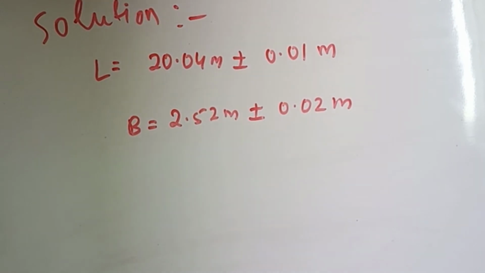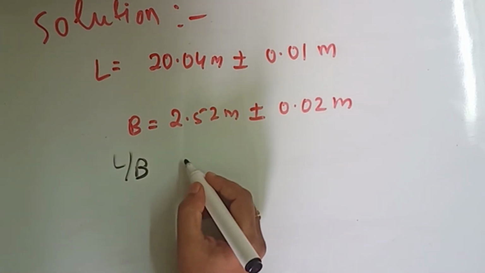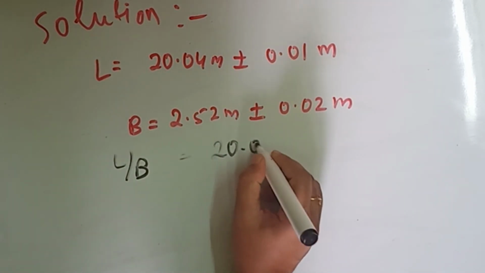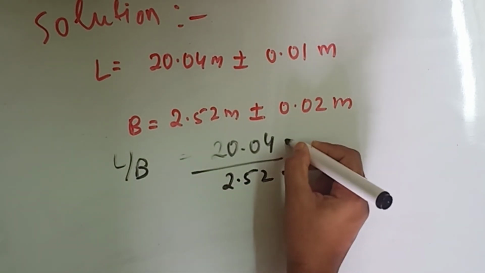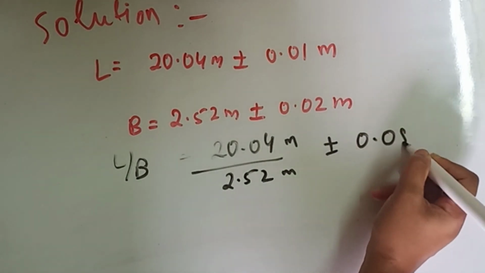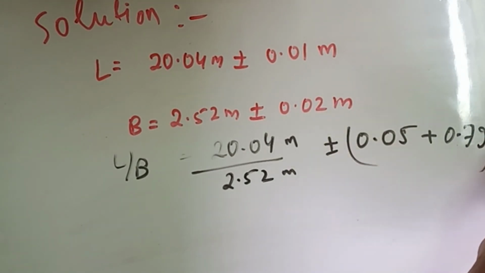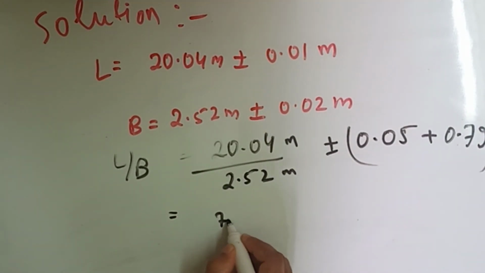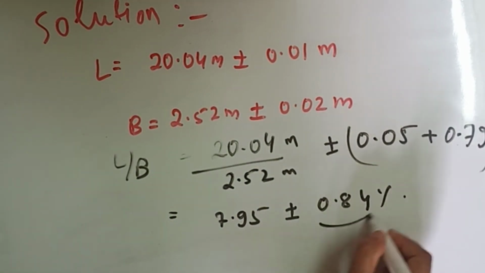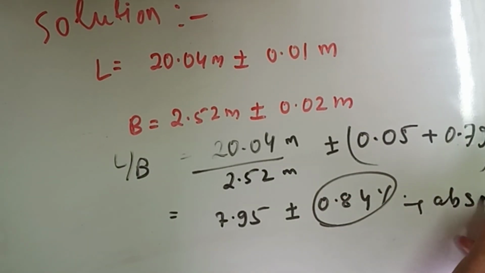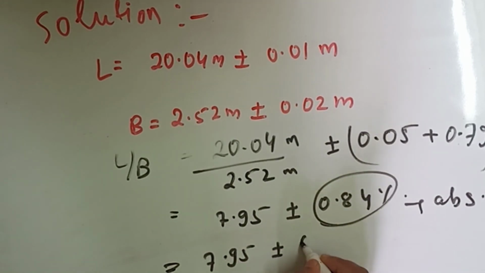Now come to length divided by breadth. So first part means 20.04 will be divided by 2.52. But what will happen to the errors? Yes, obviously, whether it is multiplication or division, the percentage errors will always be added, or the relative errors will be added. The error part is currently in percentage, which is again 0.84%, because as I said, in both cases it will be added. Now converting this 0.84 into absolute error, what will we get? Plus minus.